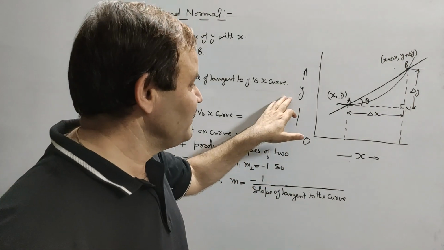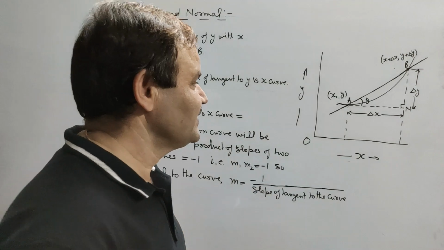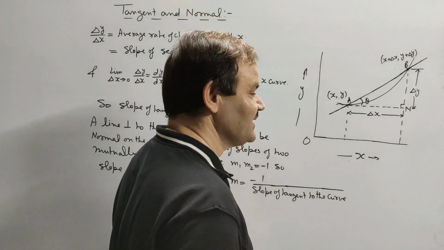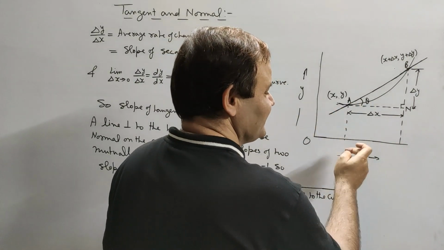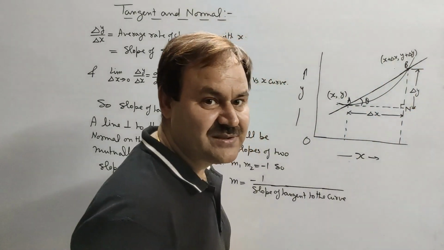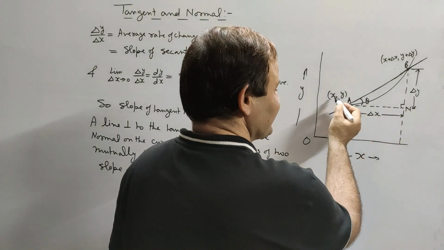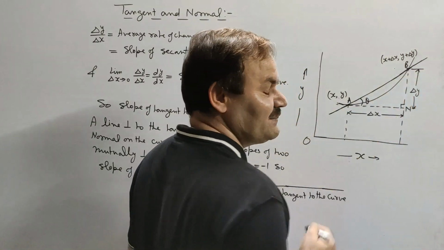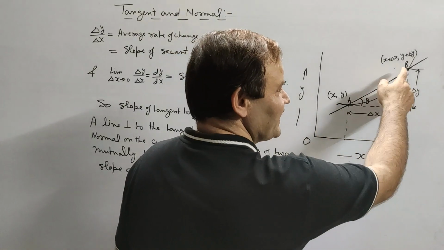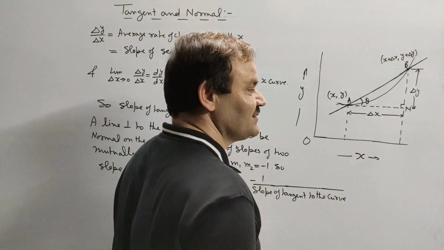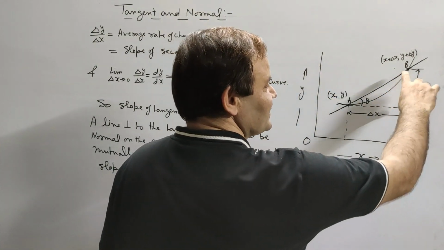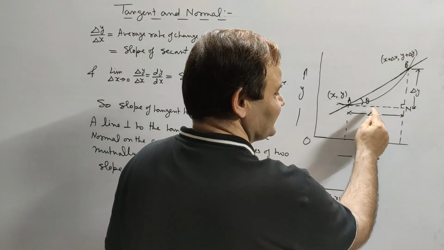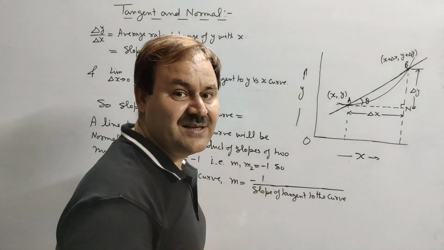If we plot a graph between y and x, say the value of x is changing from x to x plus delta x, such that the value of y is changing from y to y plus delta y, and the points (x, y) and (x plus delta x, y plus delta y) are represented by A and B. Then from point A to B, change along vertical axis, that is delta y, is represented by BN, while corresponding change along horizontal axis, that is delta x, is represented by AN.